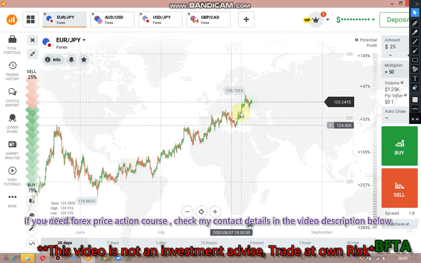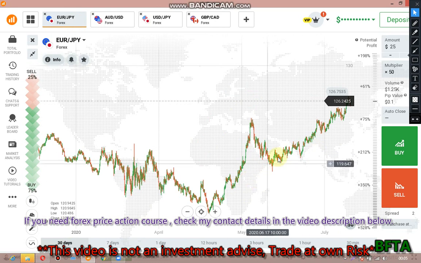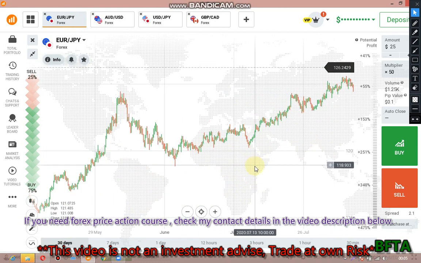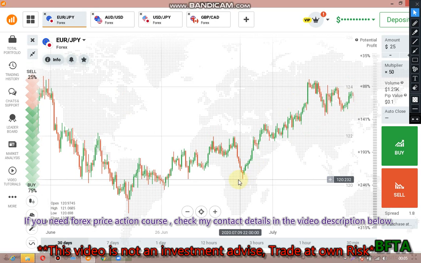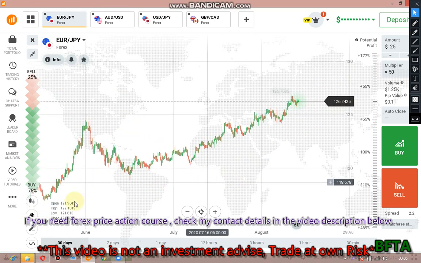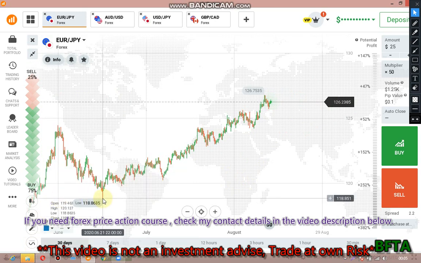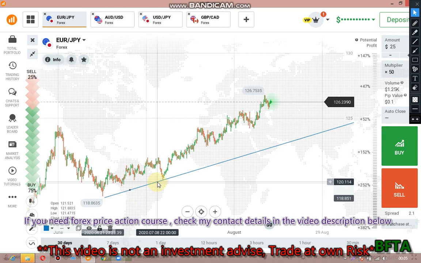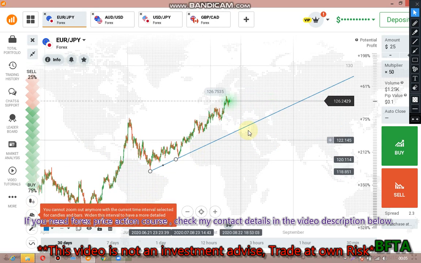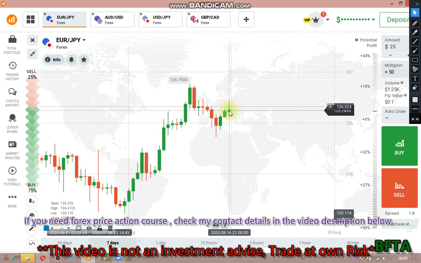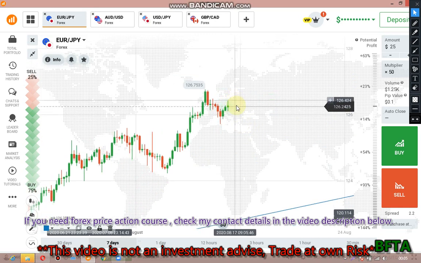EURJPY is in a strong uptrend now. You can see the clear, very strong uptrend for the EURJPY. So I'm seeing the trend zones. That means we should look for any setup here.